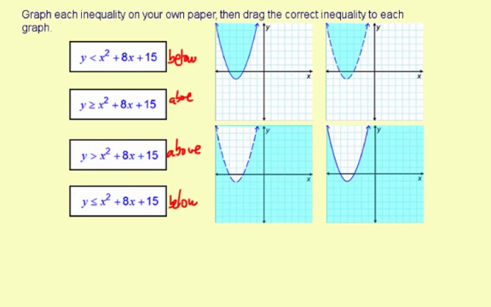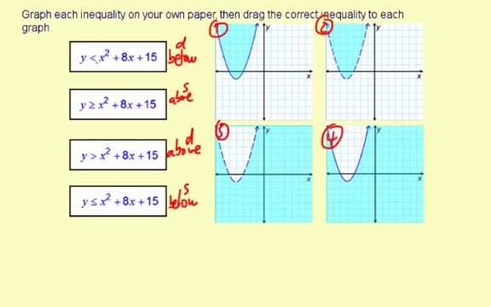Alright, now let me number these graphs: 1, 2, 3, 4. Now remember, the other part of the inequalities is if you have a less than, you're going to have a dashed line. If you have a greater than or equal to, solid. Greater than, dashed. Less than or equal to, solid. So this first one is going to be dashed, and this one's going to be solid, dashed, and then solid.